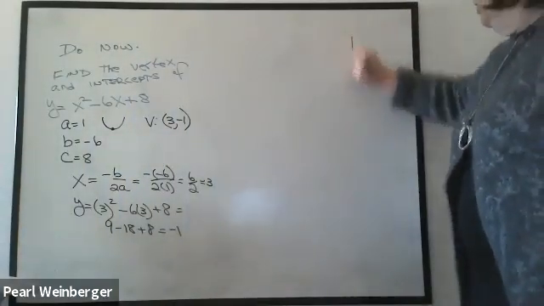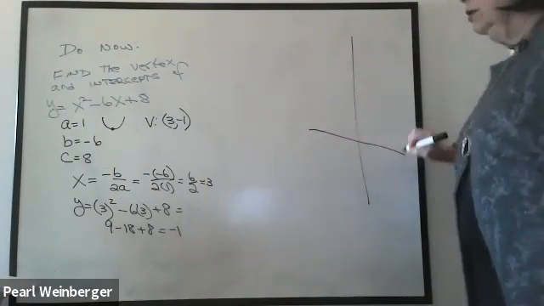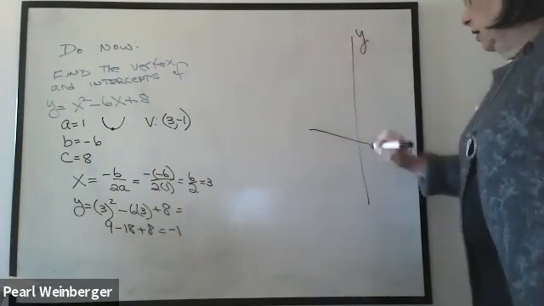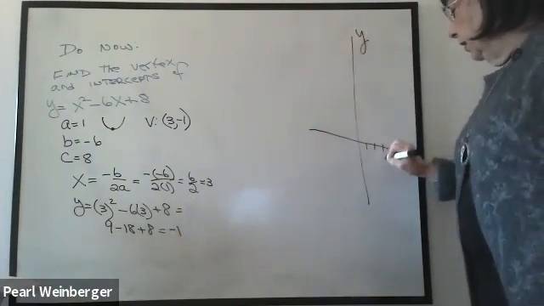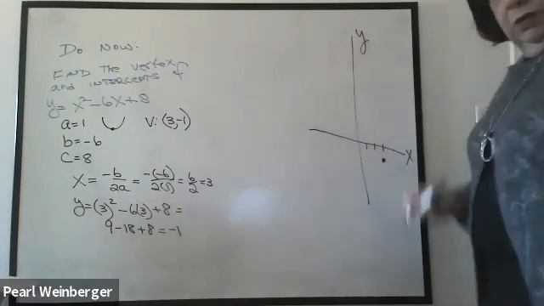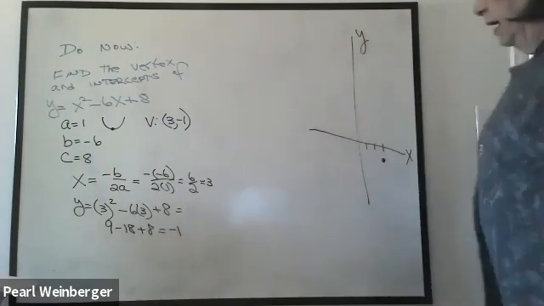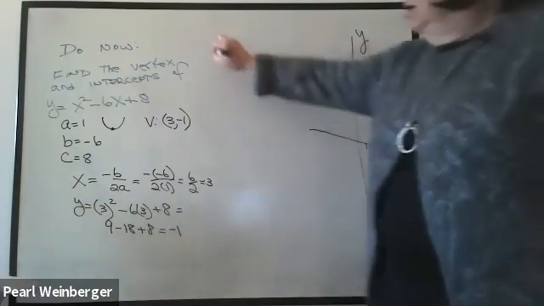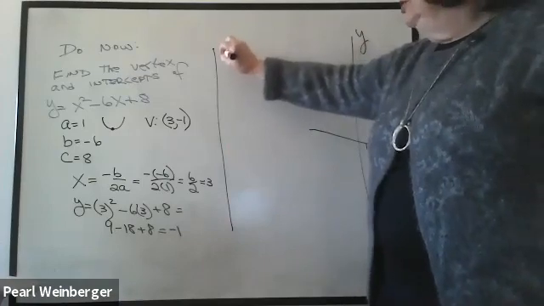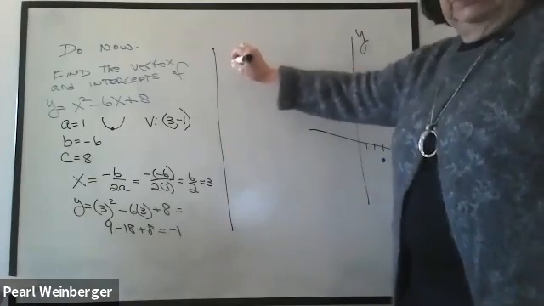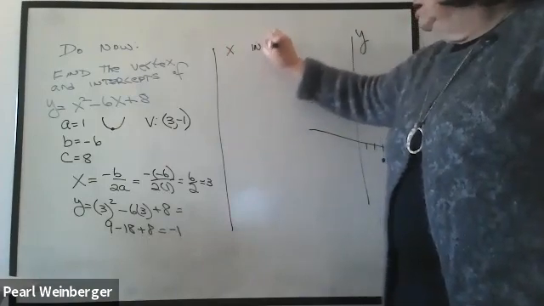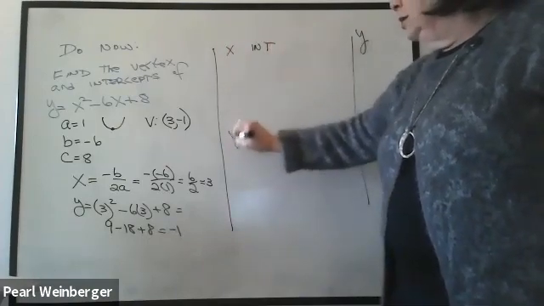If I were going to graph this, it didn't ask me to graph it, just said find the vertex. But if I had wanted to graph it, here would be (3, -1). This would be my vertex, and it would be opening up from that point. We also wanted to find the intercepts. So there are 2 types of intercepts. There's the x-intercept, and there's the y-intercept.